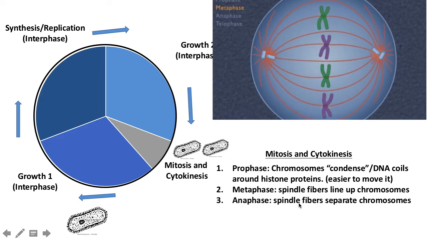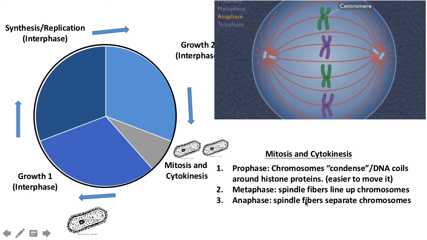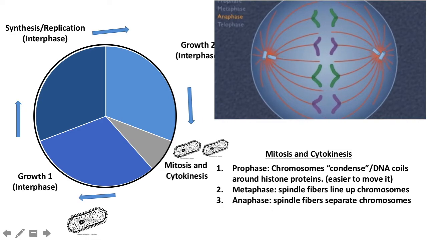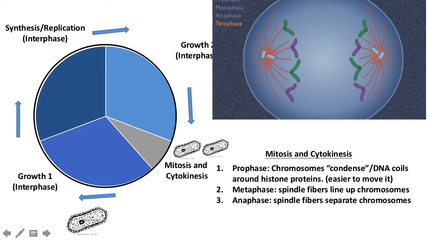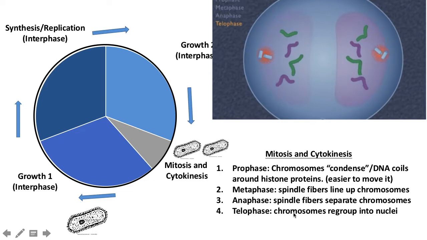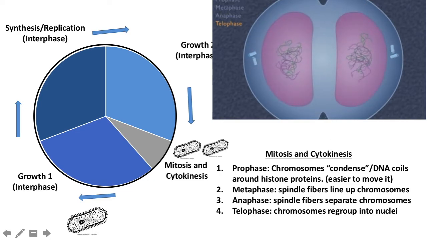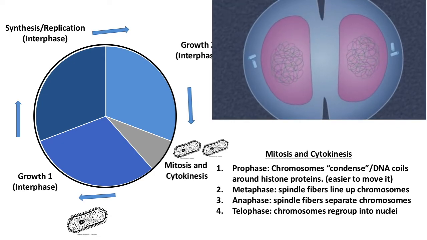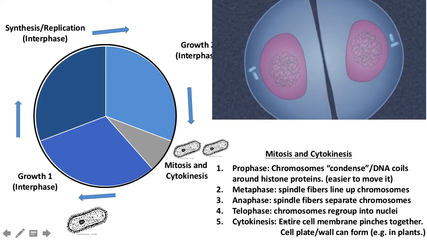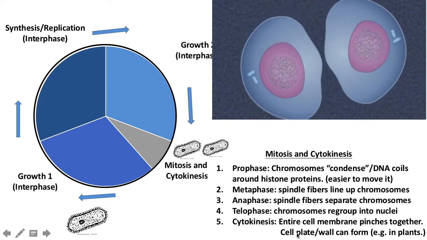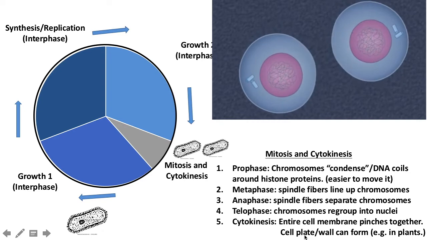After they're lined up, the cell's spindle fibers pull those chromosomes apart during anaphase, ideally an identical copy of each chromosome going to opposite ends of the cell. And then the last stage of mitosis is telophase, in which the chromosomes regroup back together and new nuclei form around them. Then after the chromosomes have been divided up, the entire cell itself splits, its membrane pinches together, and if the cell has a cell wall, a plate in the middle of the cell will form.